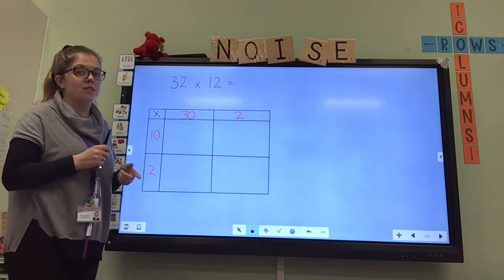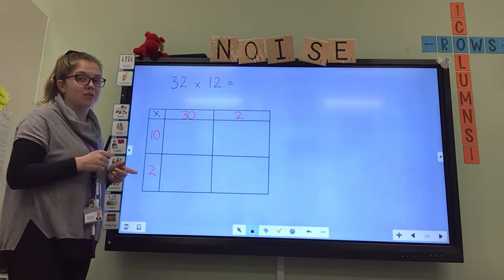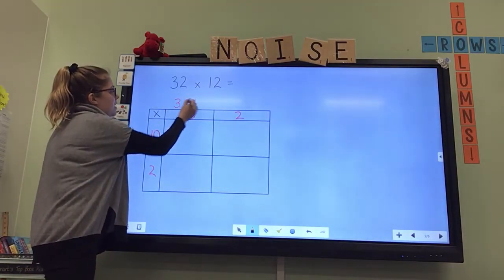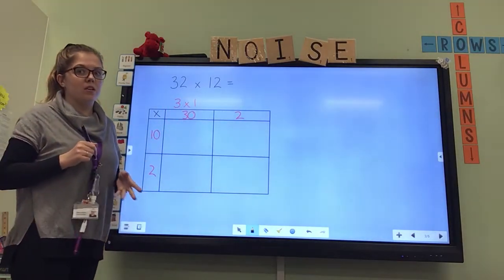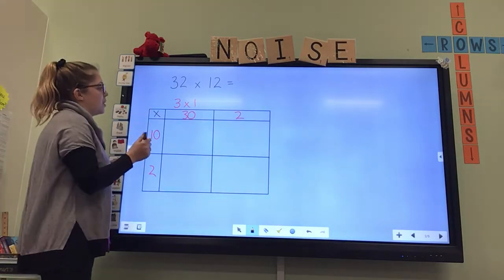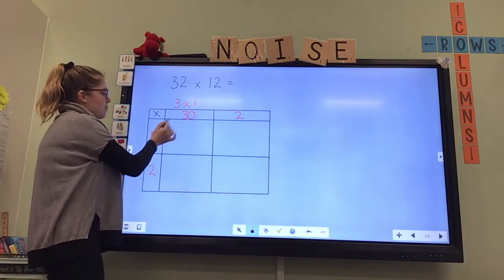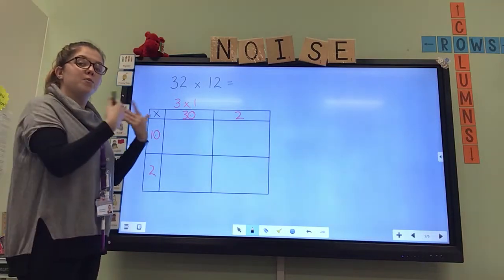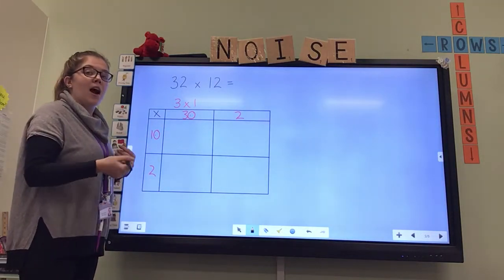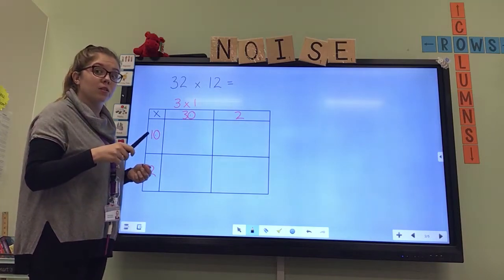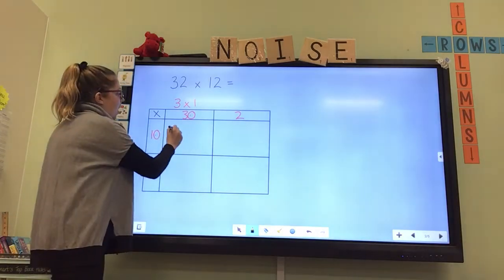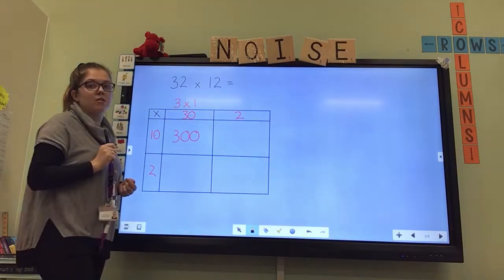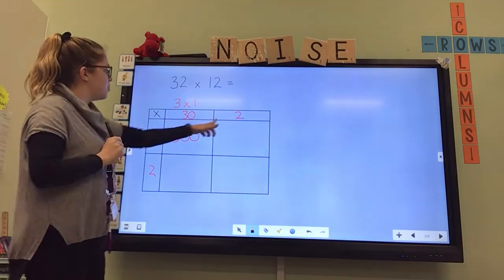The first sum we're going to do in our grid method is 10 times 30. Now I can make this easier by making both of these numbers 10 times smaller, which would leave me with a sum of 3 times 1, which is a lot easier to do in our heads. 3 times 1 is 3, but because I made both numbers 10 times smaller, I need to put those back on at the end, and my number becomes what? That's right, it's got to be 100 times bigger. So we put our 3, but we know it's got to be 100 times bigger. Then we can move on to the next one.